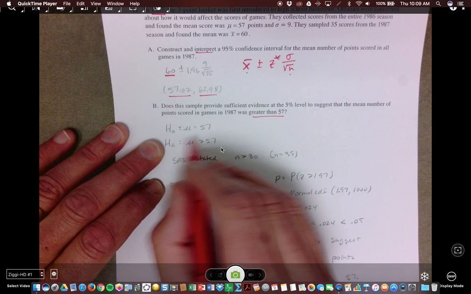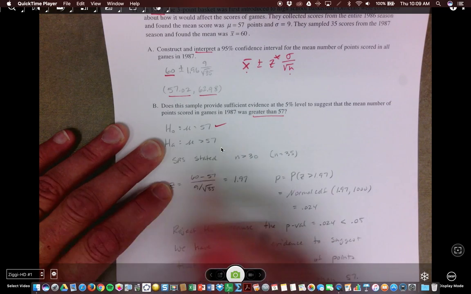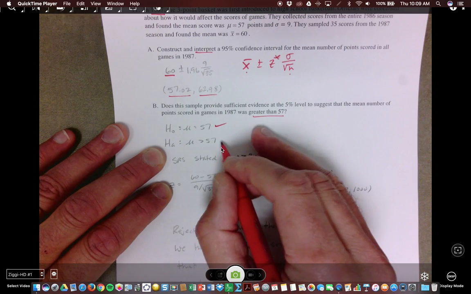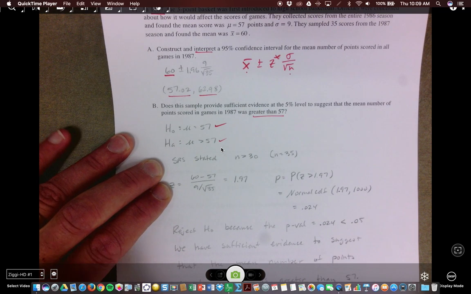All right, so our null hypothesis is we're going to assume that the average number of points in the 1987 season was the same as it was in 86. The question is asking us, has that mean increased, which means is the mean greater than 57?